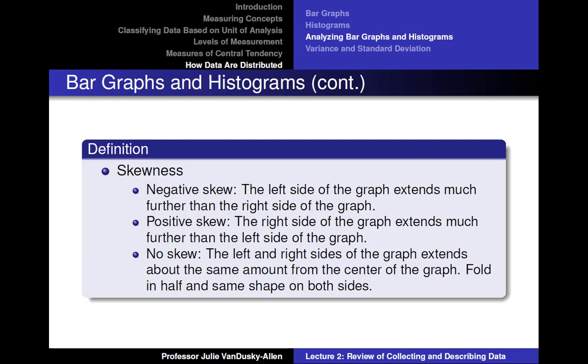The next characteristic of a bar graph or histogram that you have to describe is skewness. If a bar graph or histogram has a negative skew, then the left side of the graph extends much further than the right side of the graph. If it has a positive skew, the right side of the graph extends much further than the left side of the graph. If there is no skew, the left and right sides of the graph extend about the same amount from the center of the graph. You could fold it in half and the shapes would be the same on both sides.